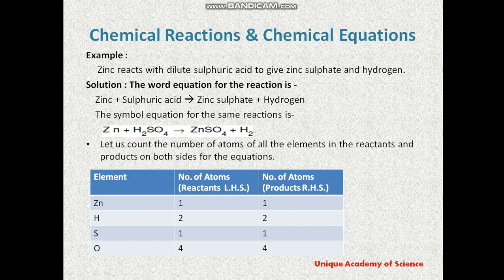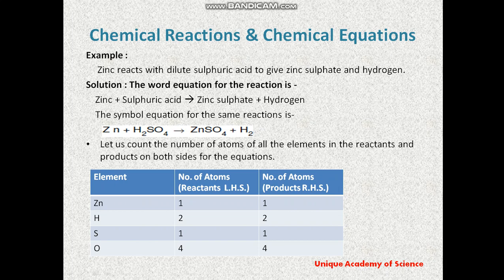Now on the right hand side you can see that Zn is only 1, sulfur S is only 1, whereas hydrogen H2 on the right side is only 2, so in this table we can put 2. Now oxygen on the right hand side is O4, meaning 4. So on the left hand side Zn is 1, right hand side 1, H2 2, S 1 1, O4 O4.